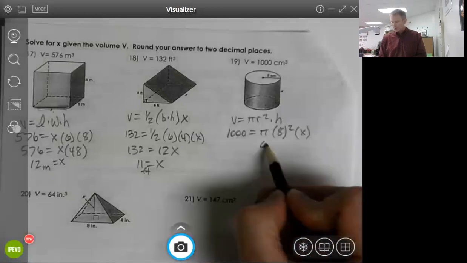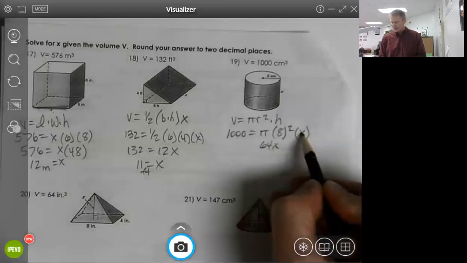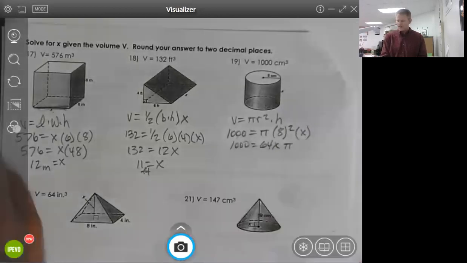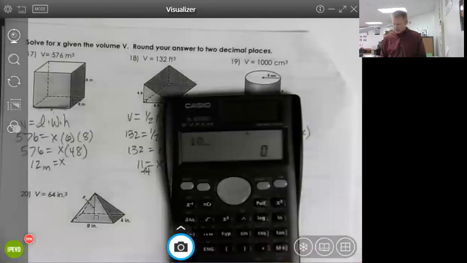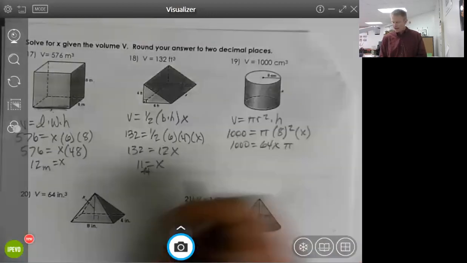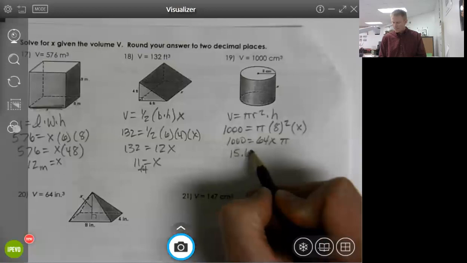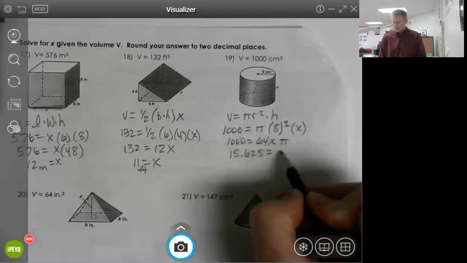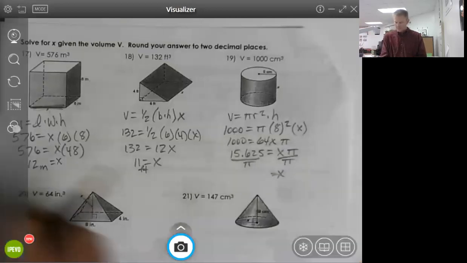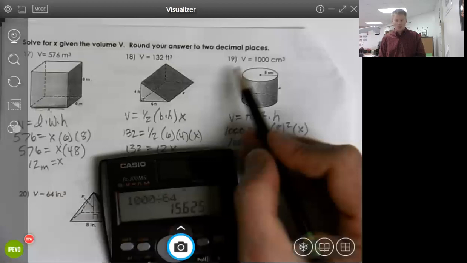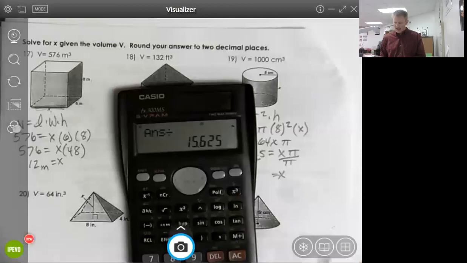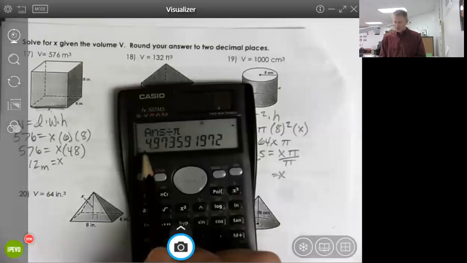So we have 64x times pi. That has to equal 1,000. We're going to divide the 1,000 by 64. That's 15.625. Then we can divide by the pi. Here they want to round to the nearest 2 decimal spots, so we don't need to worry about keeping pi in the answer. 4.97.